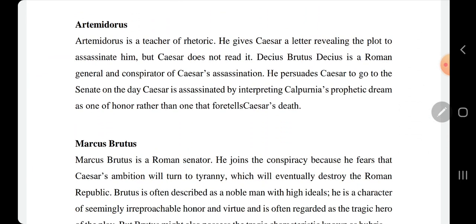We have another character. His name is Artemidorus, and he's a teacher of rhetoric. And we know that rhetoric is the art of speaking or the art of affecting people through using rhetorical skills. And we will come also to that later. And we see that Artemidorus tried to warn Julius Caesar of the conspiracy, but unfortunately, Julius Caesar didn't notice him.